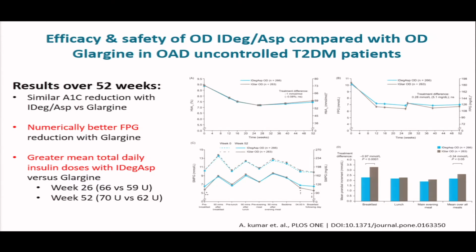Let's now look at the efficacy and safety of once daily IDeg aspart, a second generation premix, compared with once daily glargine. Both groups of patients using oral agents, uncontrolled type 2 diabetes patients. The results over 52 weeks reveal similar A1C reduction in both groups, glargine and the IDeg aspart, but numerically better fasting plasma glucose reduction with glargine.